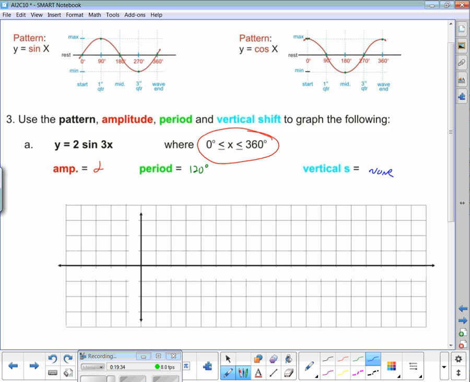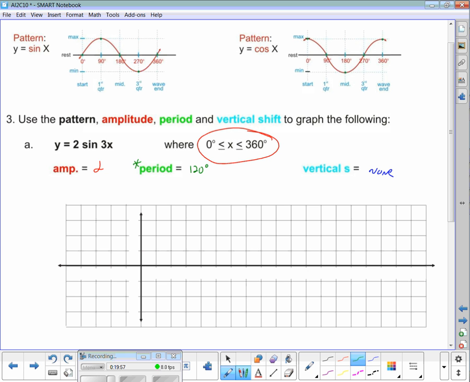Right, and hopefully you said the amplitudes too. The period is 120 degrees, right? There are 3 waves in every normal 360, and the vertical shift is none. Okay, here's how I graph these. The period is really the key to setting everything up.